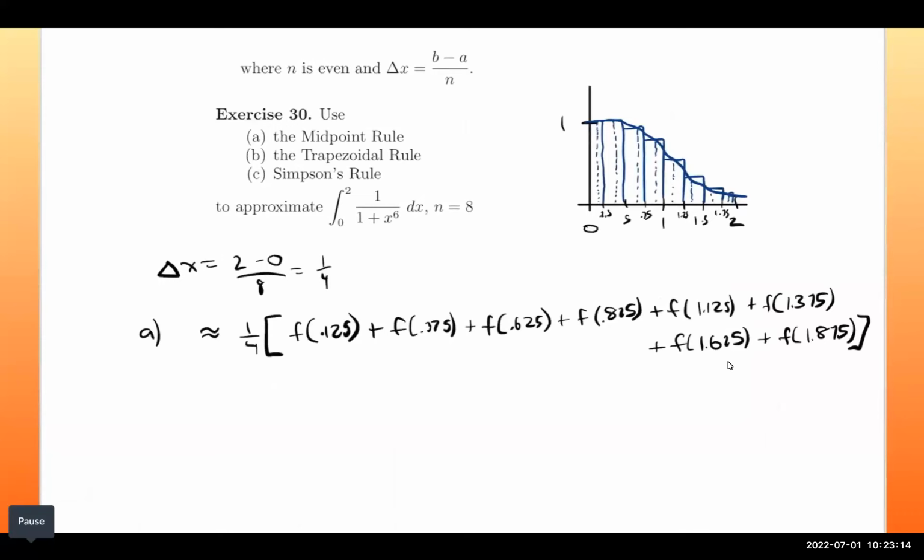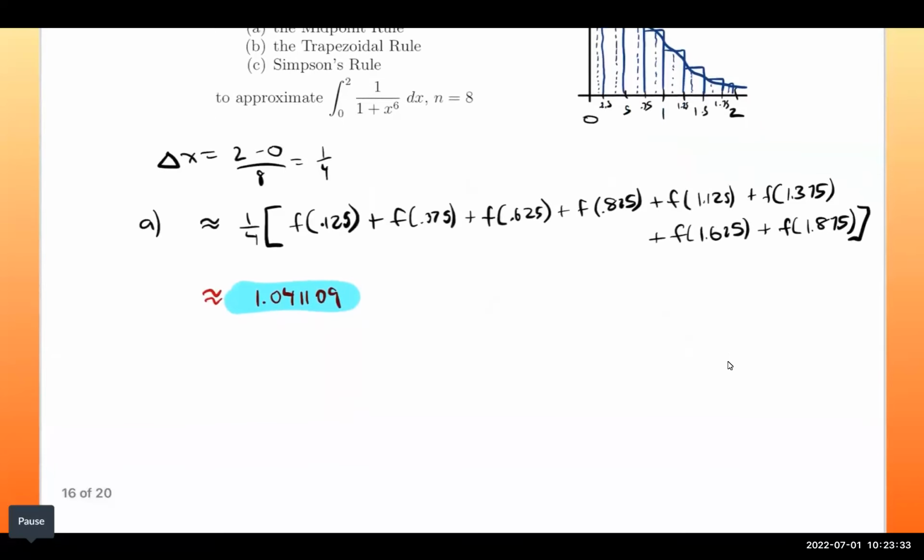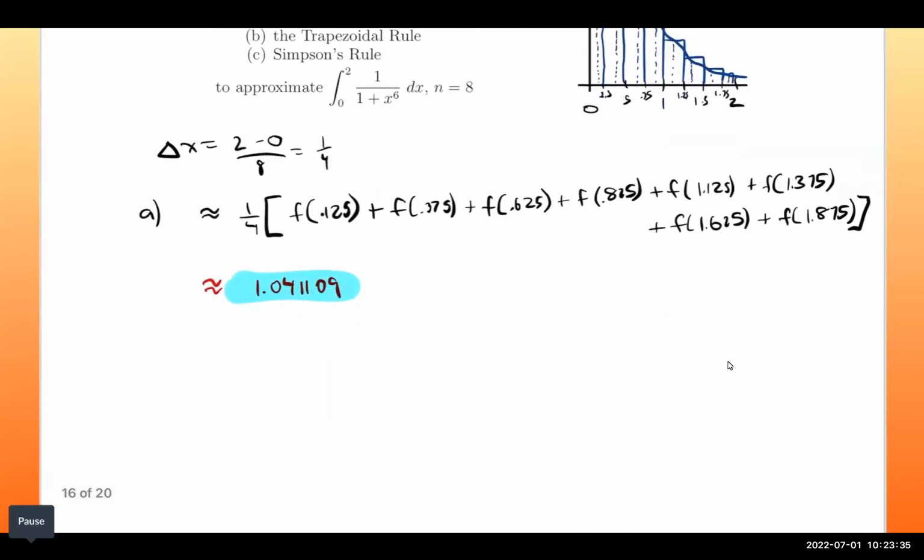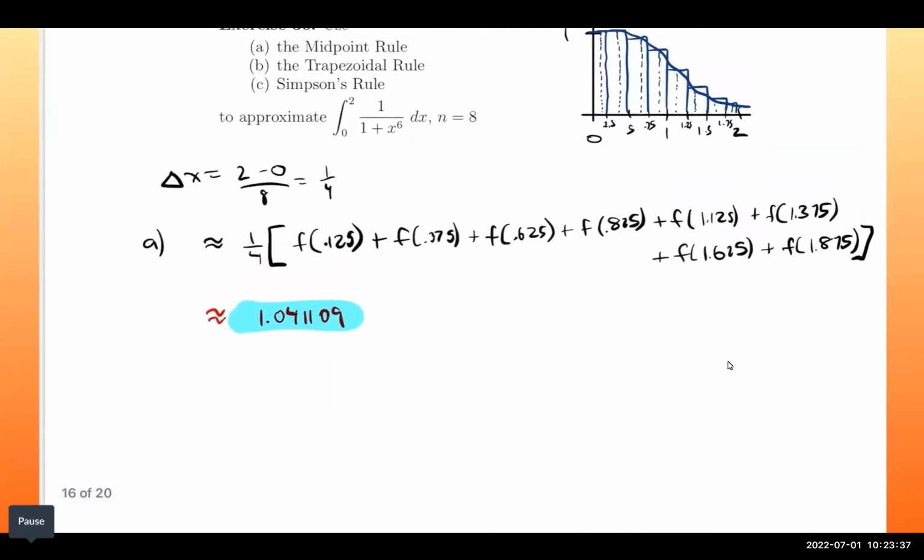All right, so now you can make use of your graphing calculator if you have one. Hopefully you do, or any kind of calculator to determine what the value of this is. And I've already done it, so it is approximately equal to, I'm going to round to 6 decimal points, 1.041109. All right, so that is how you do the midpoint rule.